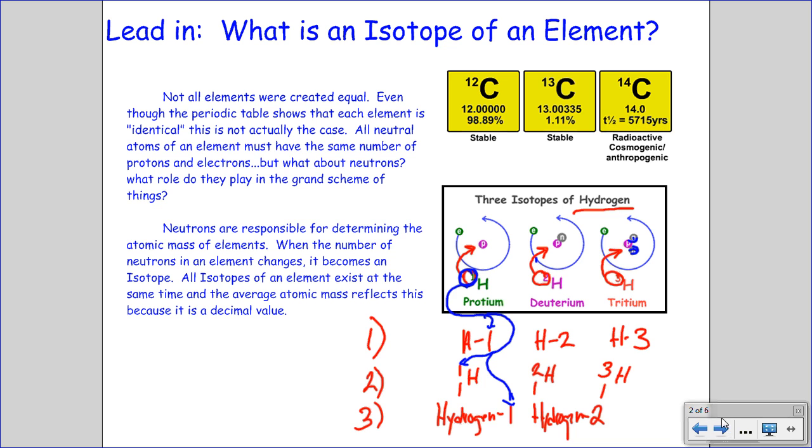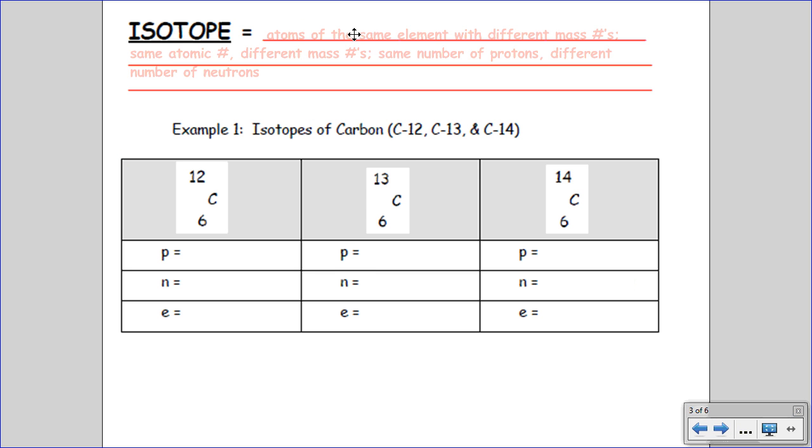Okay? So let's get into some nitty-gritties here. Here in our notes, you've got to define the isotope. It's atoms of the same element with different mass numbers. Same atomic number, but a different mass number. Same number of protons, but a different number of neutrons. That's 3 definitions in one.